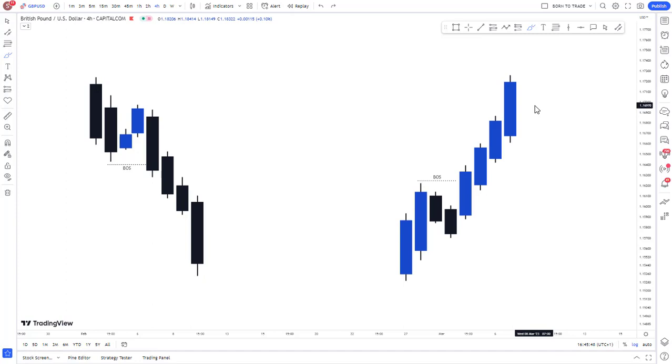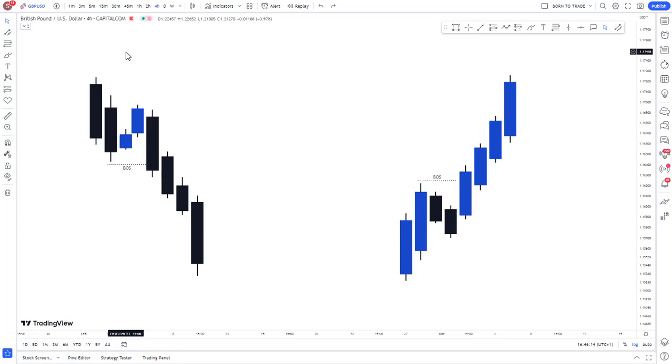Okay, so why do we talk about imbalance, and why is imbalance very important? When price creates inefficiency in the price chart, we usually see price gravitating back to that inefficiency to rebalance price. Price will always move to areas of inefficiency just to rebalance price.